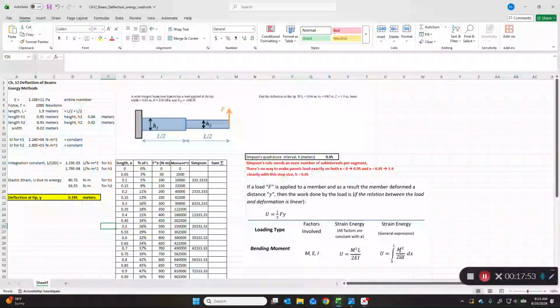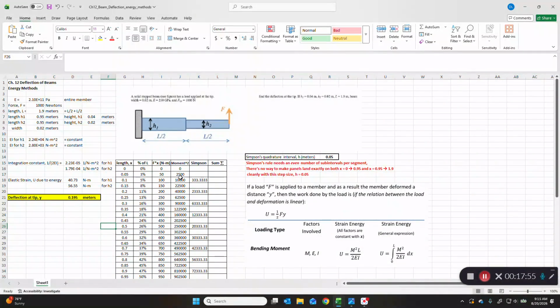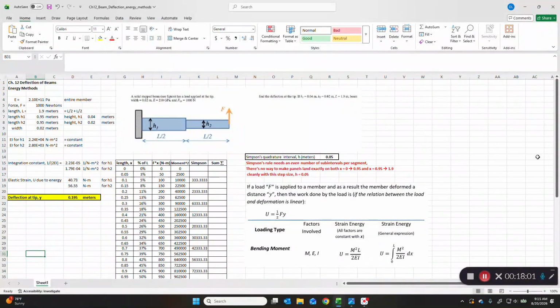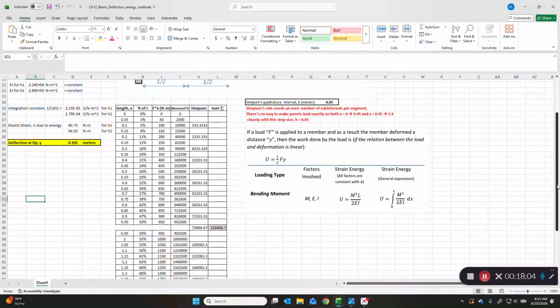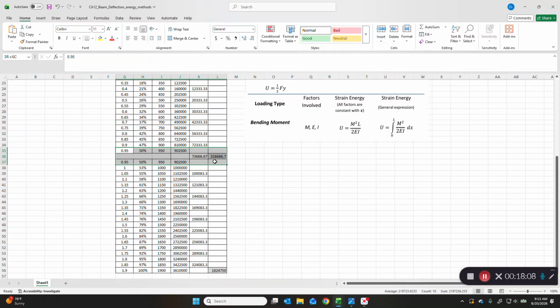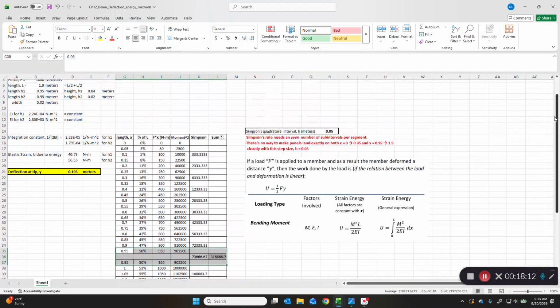So then we have to square the moment for the integration. I'm just simply squaring whatever the quantity in column I here is. So there it is. Okay, so there's our bending moment. And then you can see it repeats and picks itself up for the next section, the H2 section on the right, L over 2.